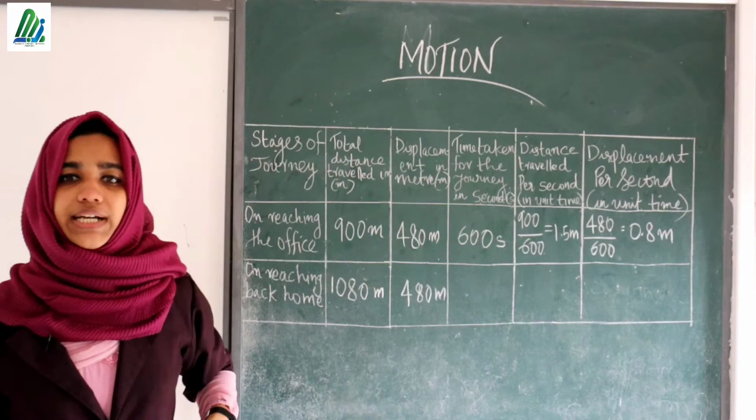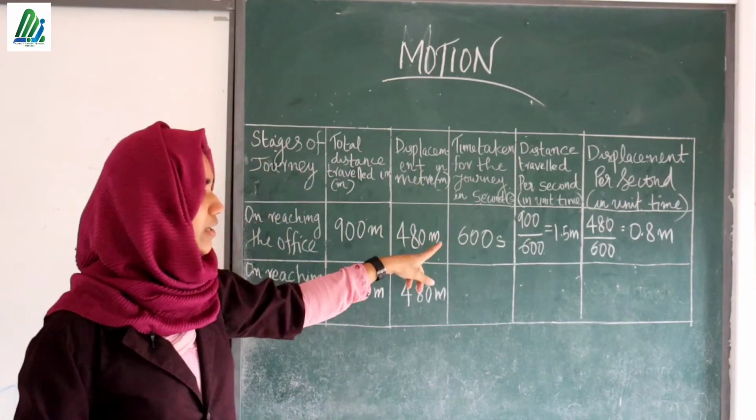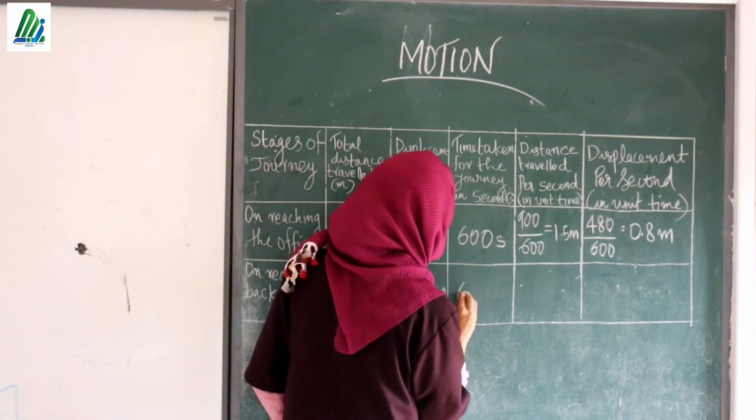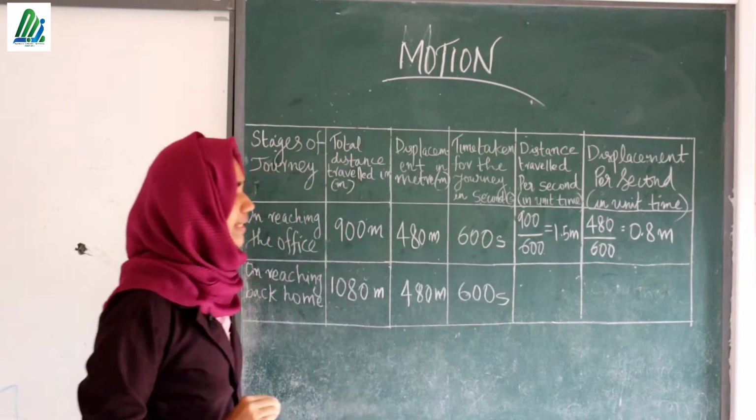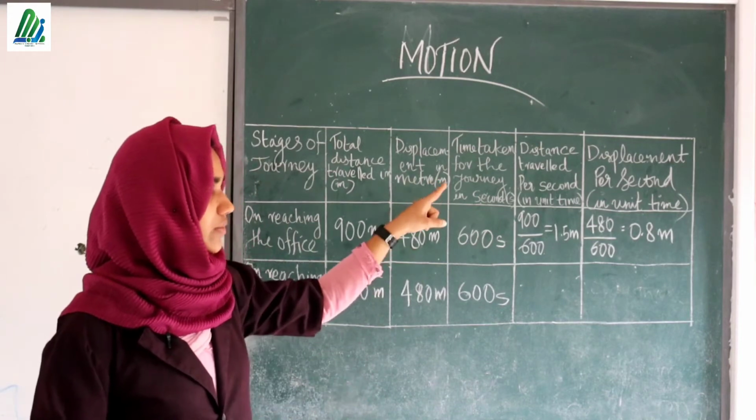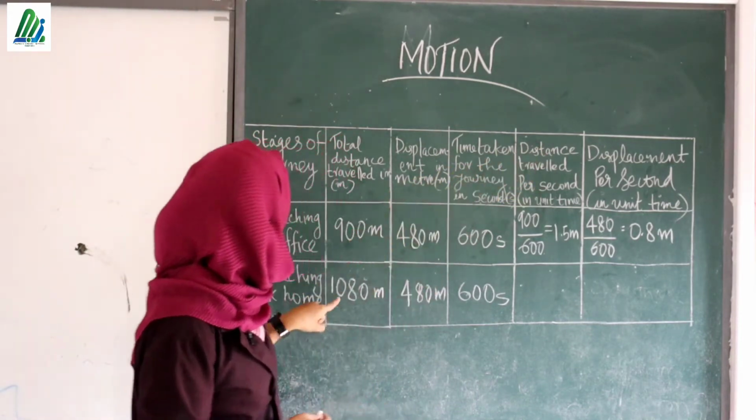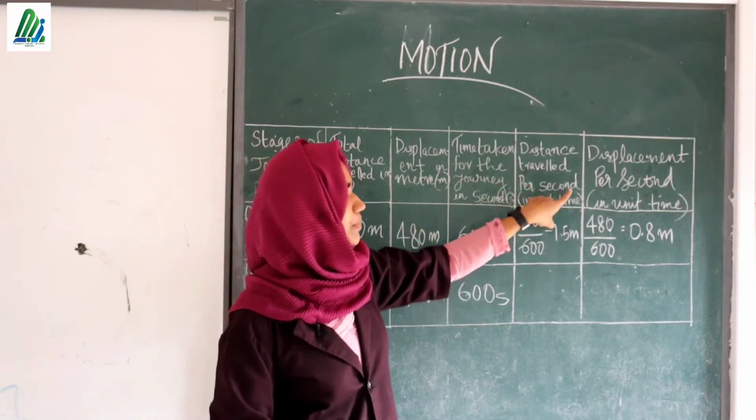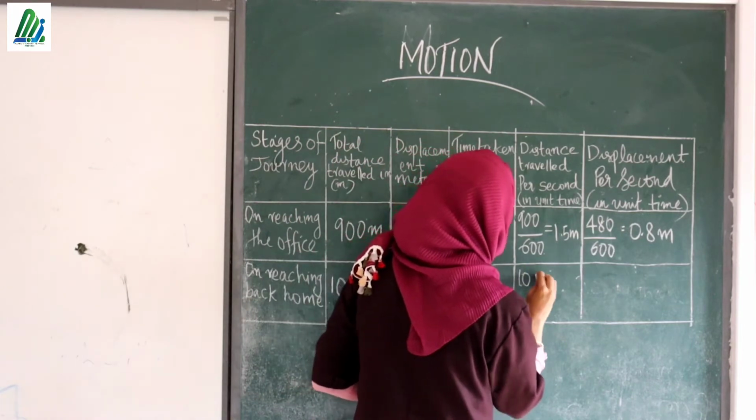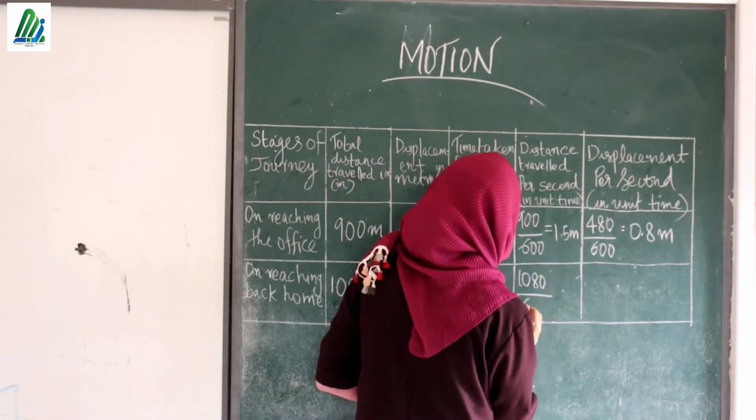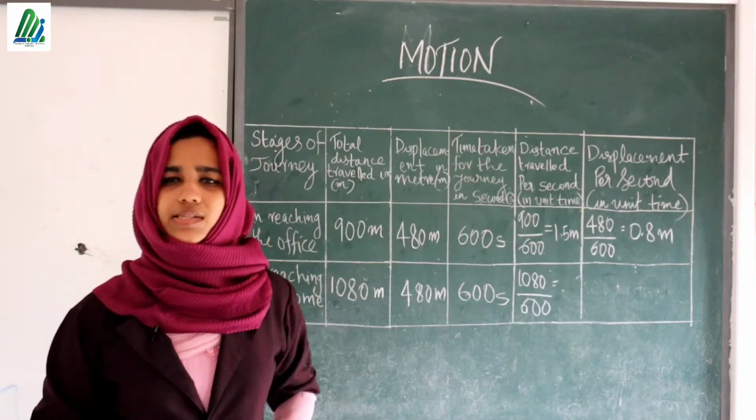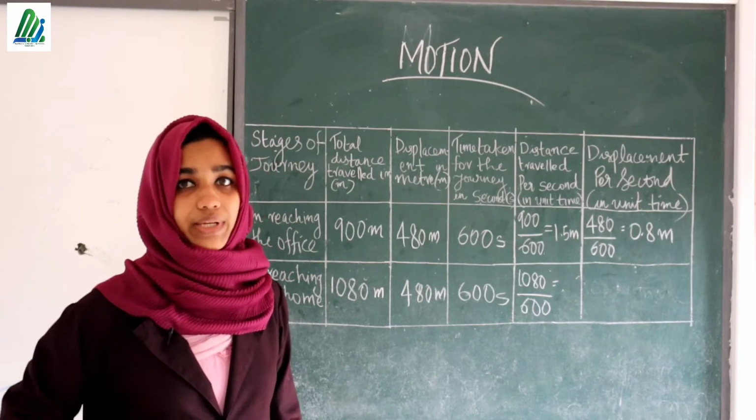Then time taken for the journey in second. Here the time is given, that is 600 seconds. Then distance travelled per second in unit time. Here the distance is 1080 meter and the time taken is 600 seconds. So we can write 1080 by 600. By dividing this, we will get 1.8 meter.